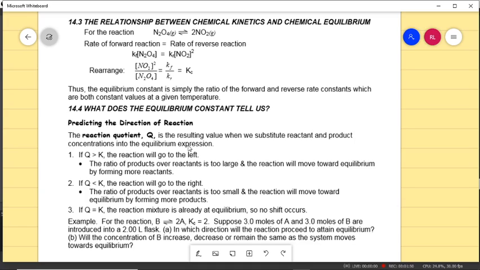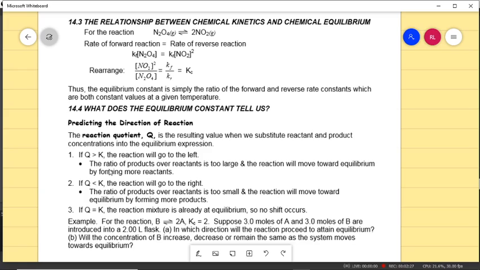So in order to predict, first you are going to write the equilibrium expression and then substitute the concentrations of the species at a particular moment into that expression. And then, once you have calculated the reaction quotient, compare that to the equilibrium constant. Now, the equilibrium constant is already established. It is already determined through different experiments.